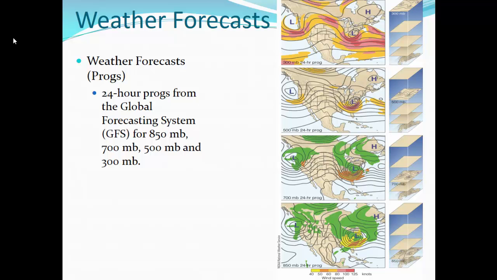We do not have a surface prog here. What we do have is an 850 millibar, a 700 millibar, a 500 millibar, and then a 300 millibar. So that 850 millibar chart is a pretty good indication of what's happening at the surface. It's only about 1,500 meters up off the surface, with an area of low pressure essentially moving out of the mid-Atlantic into the New England states.